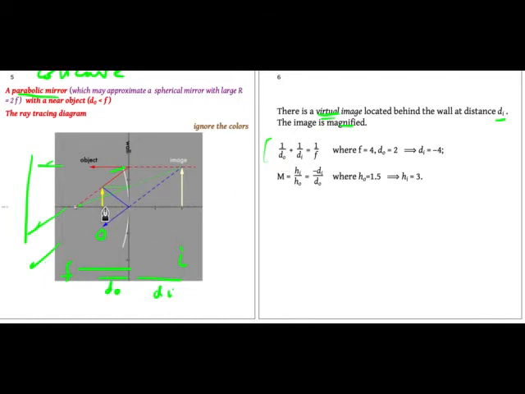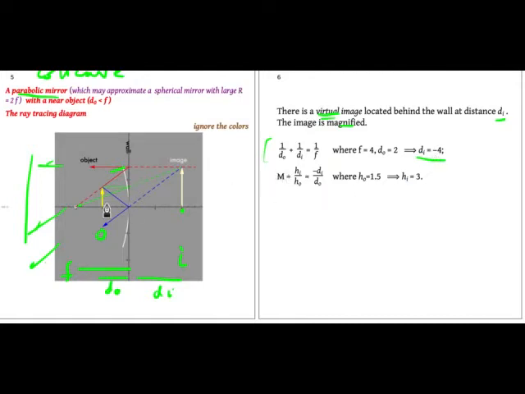dO we see is 2. And f is 4. So 1 over f is 1 over 4, minus 1 over 2 is minus 2 over 4. So 1 over di is minus 1 over 4. So di is 4. And that's this point here. 4, only it comes out negative. What that means is it's on the virtual side of the mirror.